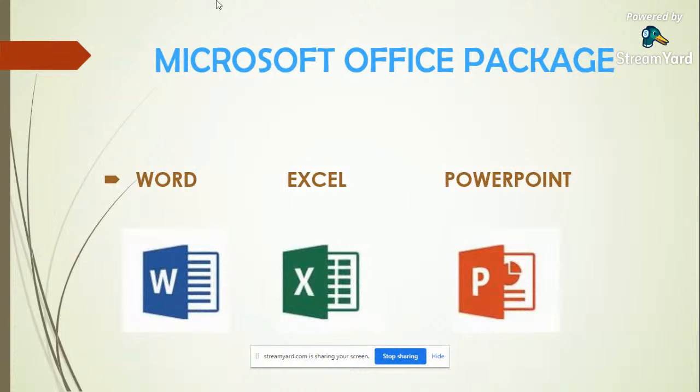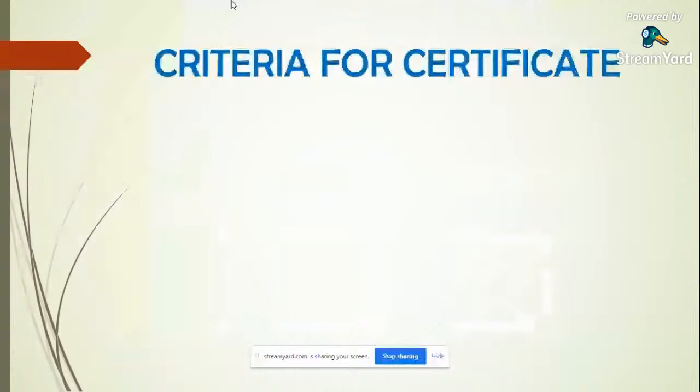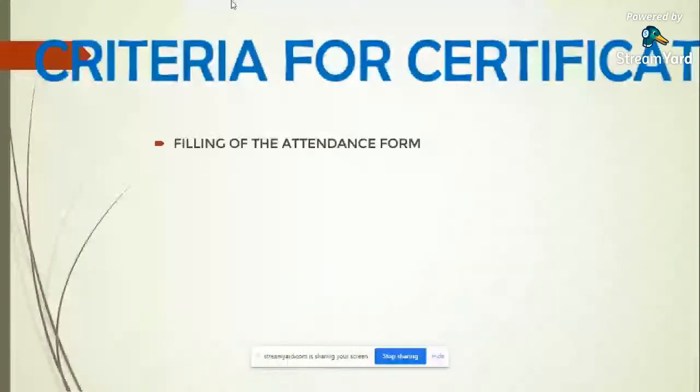So now the first one is the criteria for the certificate. Now, by the number, it was very, very important. So the criteria for the certificate for this particular training is as follows. Filling of the attendance form. You have to fill the attendance form that will be sent to the page of the training, filling your names and the necessary information that is there to show that you actually attended the class.